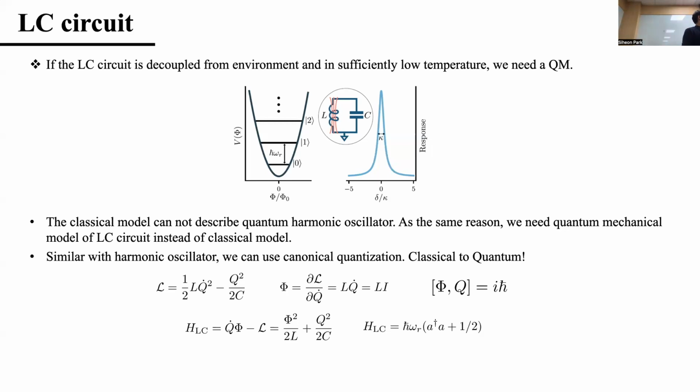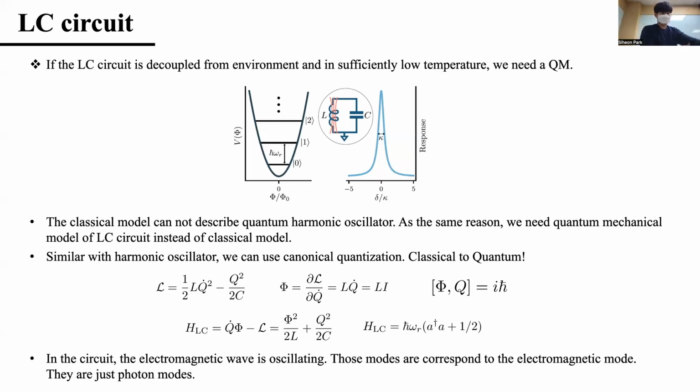In quantum mechanics, the LC circuit has discrete energies. This energy mode is just a photon, because in the LC circuit, there's an electromagnetic wave. The electromagnetic wave is oscillating, and that oscillating electromagnetic wave is just light and photons. This is just the photon energy.